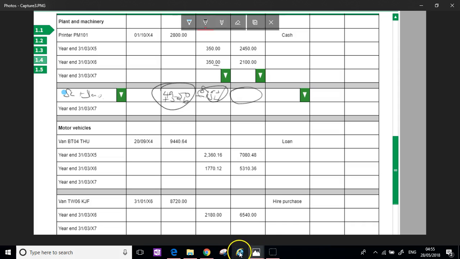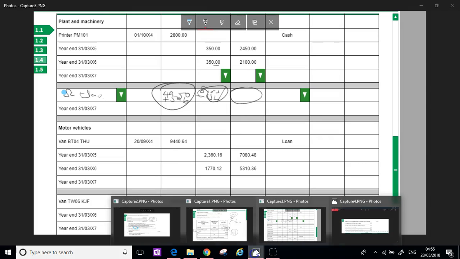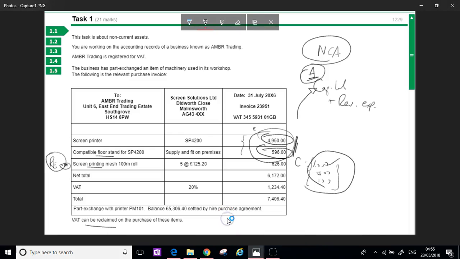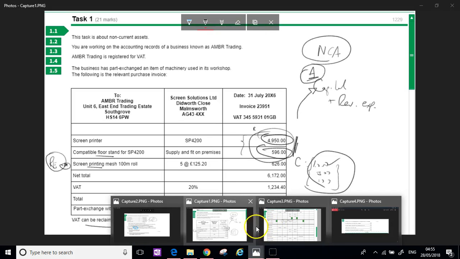I think in the question they tell you how you actually buy this thing. Let's just look over here. It says that you part exchange, hire purchase agreement. So I suspect you will find that answer there. Oh, sorry, this is task 1. Yes, you pay for this by hire purchase. So you don't pay cash, so you will have that option as well. All right, then let's look at the disposal very quickly.